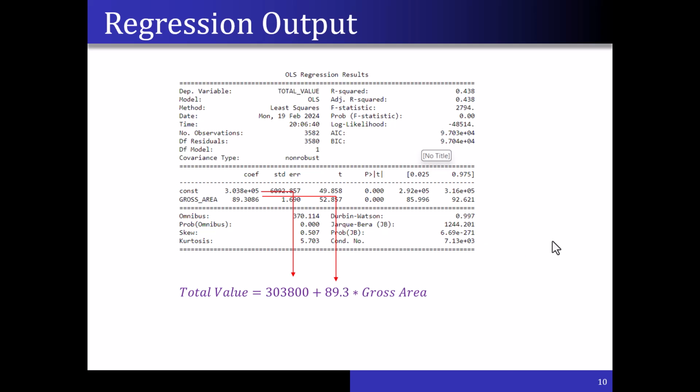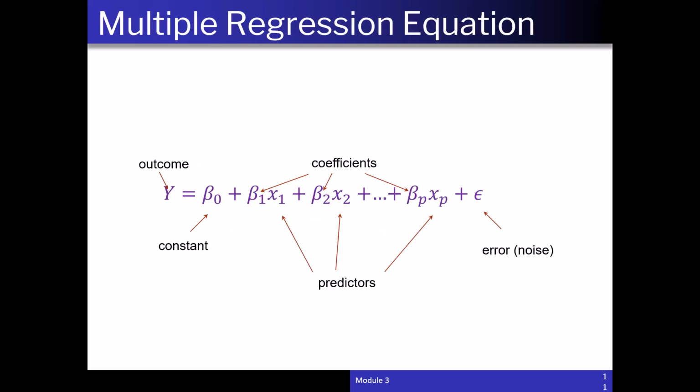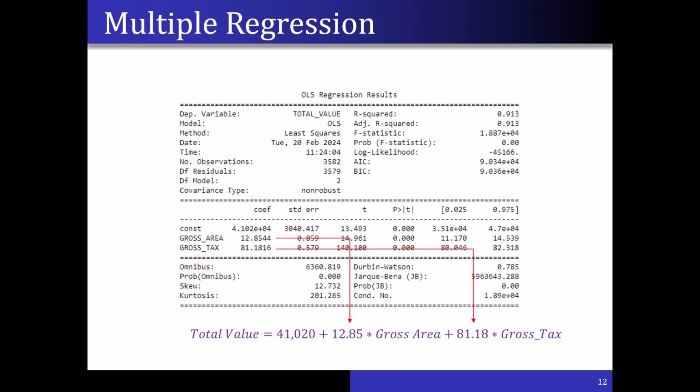It might be the case that we want to use more than one feature, more than one input, and that's going to be called a multiple regression equation. So this is the generic form of the multiple regression equation. And here I ran a multiple regression with two variables. There is an intercept, gross area, and gross tax. The coefficients are given here, and I can write this equation as follows. Total value is equal to the intercept, almost $41,000, plus 12.85 times gross area, which is the second coefficient here, and 81.18 times gross tax, which is the coefficient here.